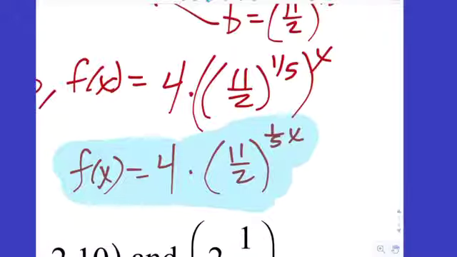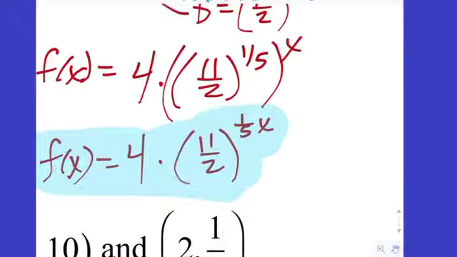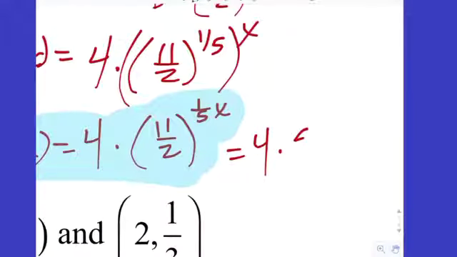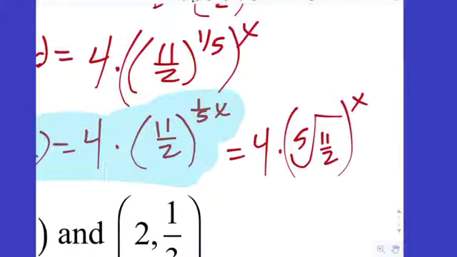in the exponent instead of writing it as the fifth root of 11/2 to the x power. But that would be the same. Let's see how ugly that's going to look. That would be 4 times the fifth root of 11/2 all to the x power. That's just an ugly exponential base. It works. Those two graphs are equivalent. It's just nicer to show the base as a rational number instead of irrational.